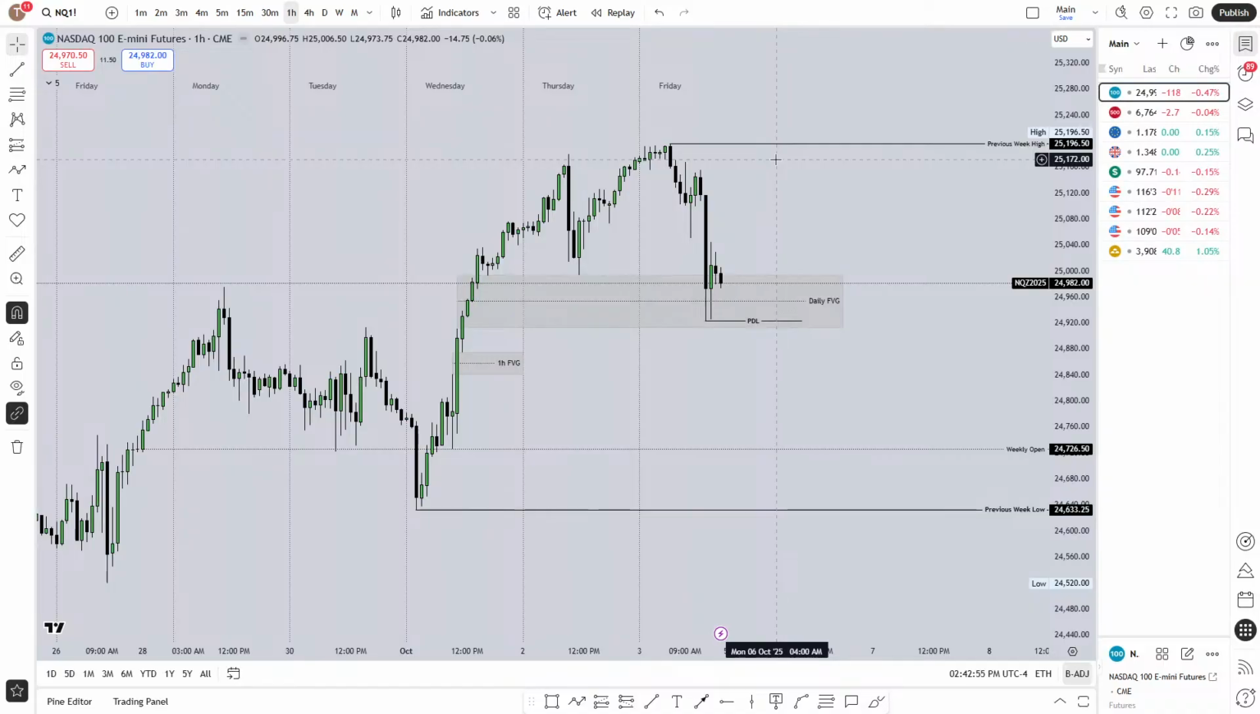And that's how I build my biases, using the economic calendar and the analysis there too.